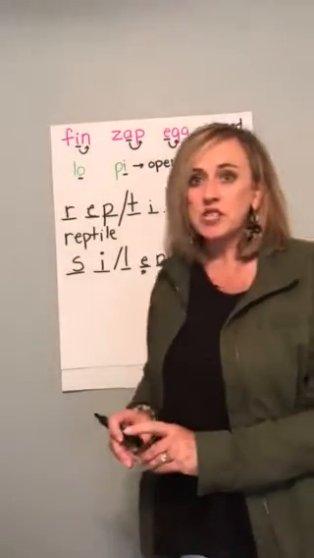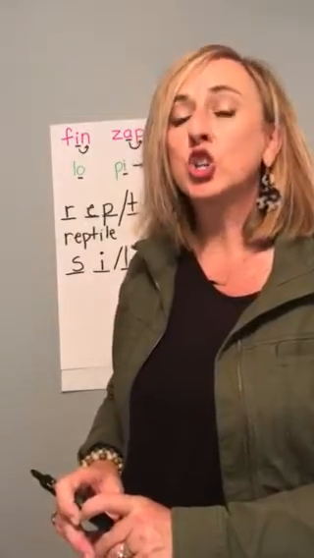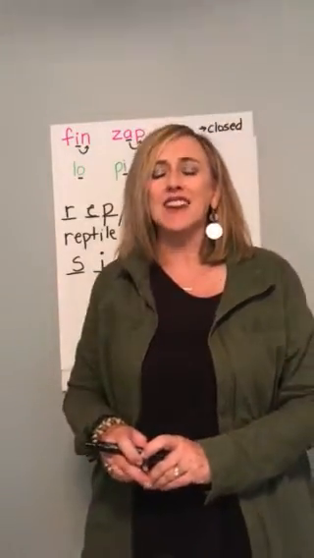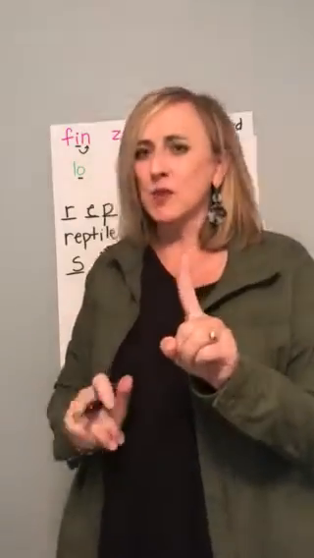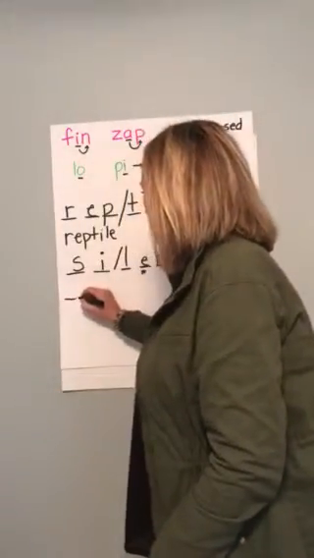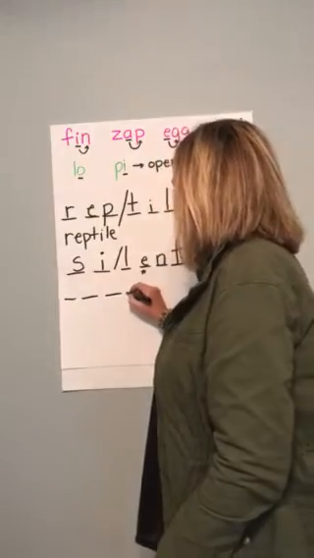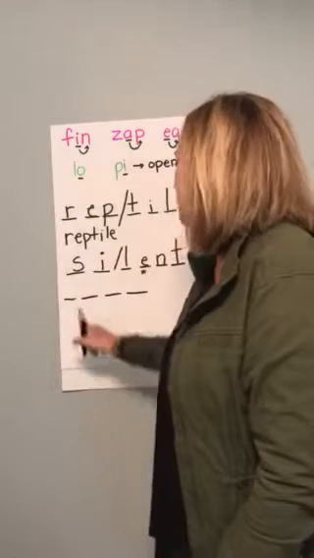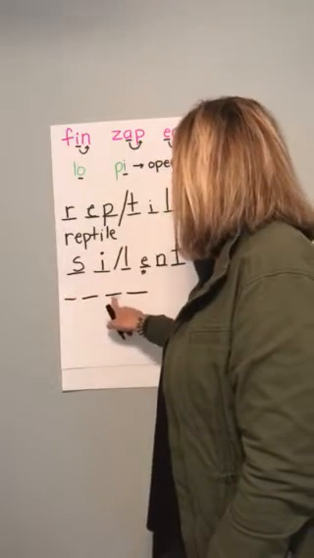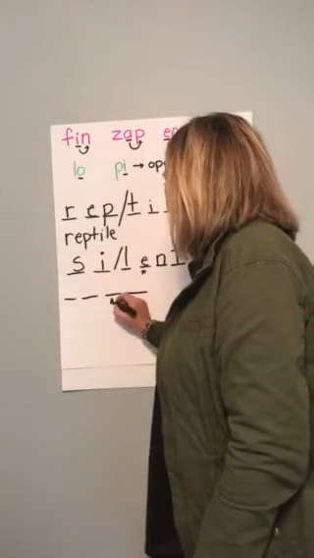The next word I want us to work on together is the word crush. Let's say that together and clap it out. Crush. How many syllables? One syllable. Let's dash it out. Crush. Where do we hear that vowel? Let's listen. Crush. We hear the vowel right there.